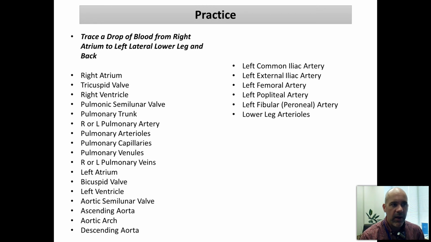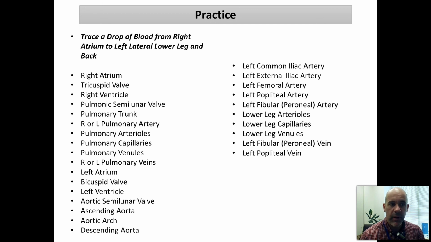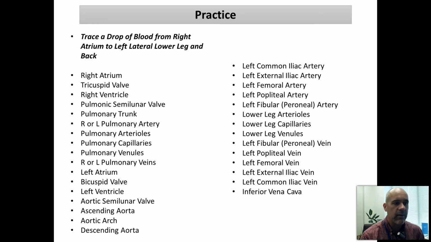All right, so we're down in the lower leg along the fibula. We're not going to worry about more specific arteries from there. You'll just say lower leg arterioles, lower leg capillaries, lower leg venules. Then we're back in the left fibular vein, left popliteal vein, left femoral vein. That connects to the left external iliac, left common iliac, inferior vena cava, and the blood travels up the inferior vena cava to the right atrium, and we're done. So the leg ones are pretty straightforward.